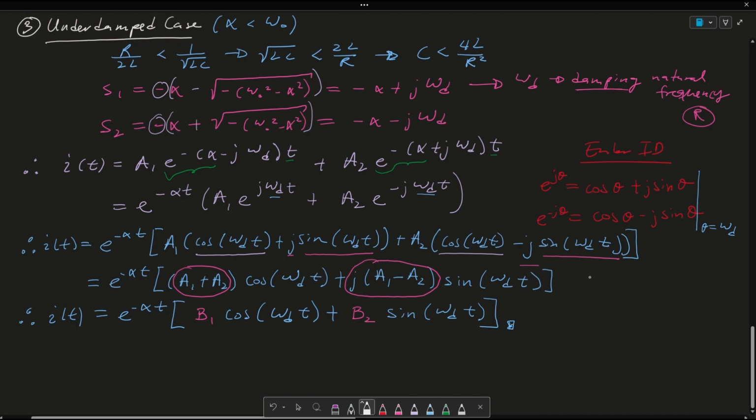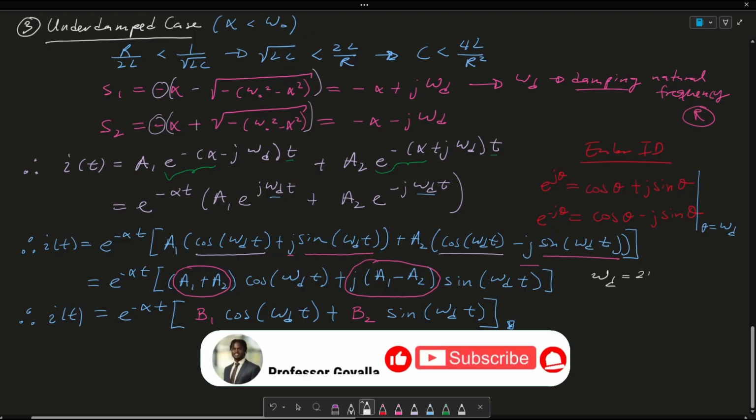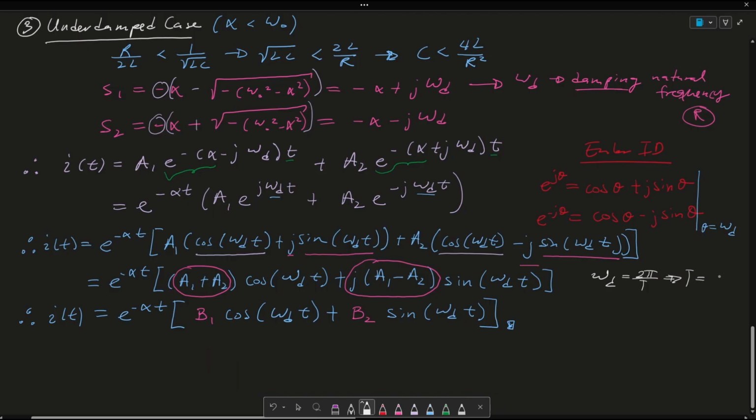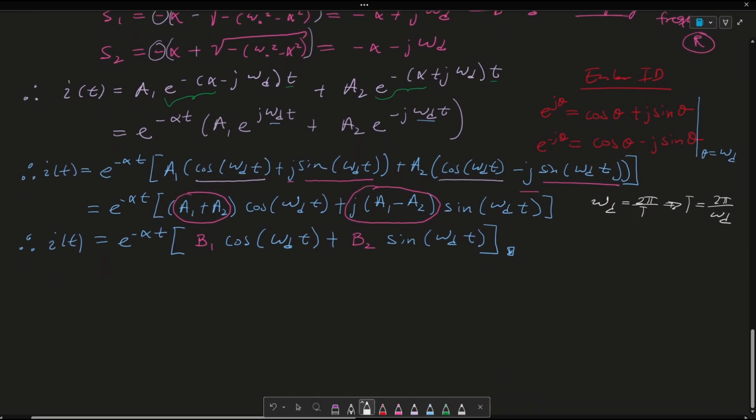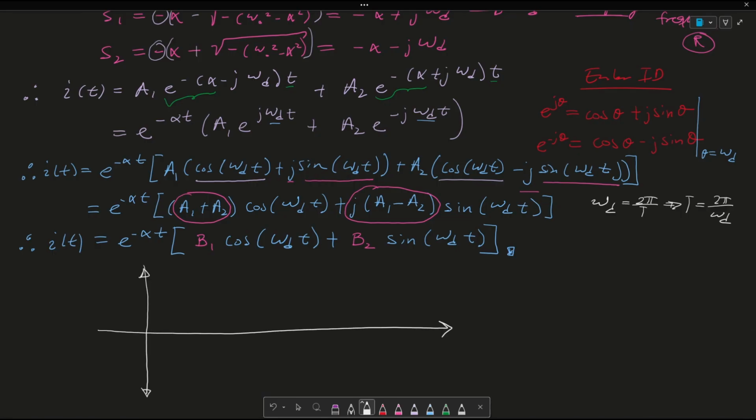Okay, a couple of things to note. We say that omega d is equal to 2 pi over T, so that means my period T is equal to 2 pi over this omega d. I'll move this down a little bit because I want some room to draw my graph. If I draw this graph and it looks like this, where this is i of t and this here is t.